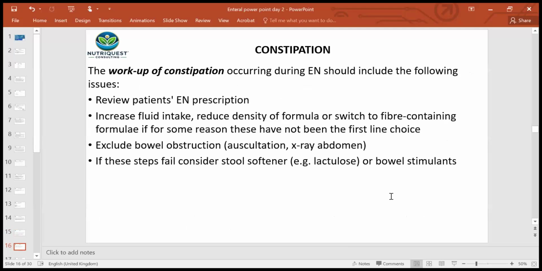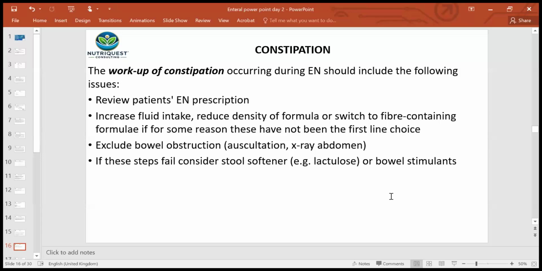So how do we sort out patients who have challenges with constipation secondary to enteral feeds? One, review the patient's enteral prescription. If, for instance, they were on low fiber feeds, then you can introduce that. Number two, increase fluid intake, reduce density of formula, or switch to a fiber-containing formula if for some reason it has not been the first line choice. So that should happen.